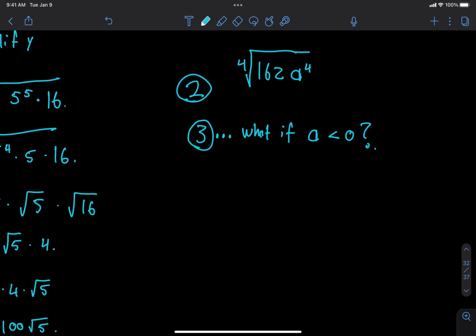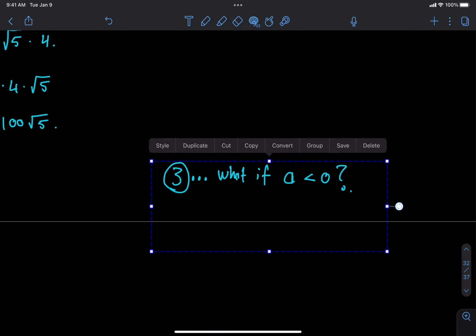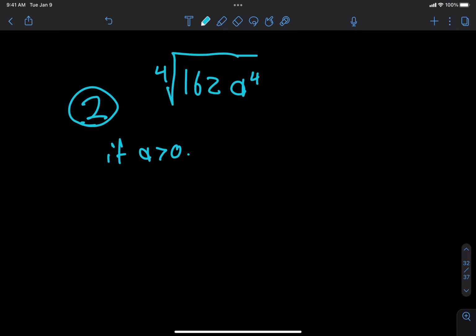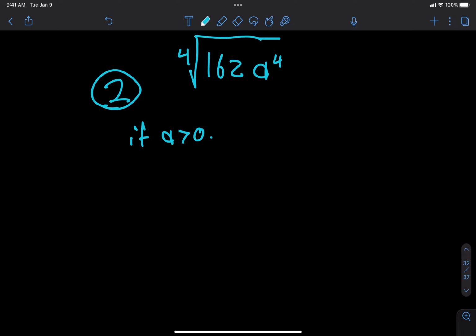So the next one is harder, right? 162 times a to the 4th power. Okay, so let's start by handling it if a is positive. So if a is positive, that's the simplest situation. Then what is going to happen? Well, we can rewrite 162 as, I think, 81 times 2, right? Times a to the 4th.